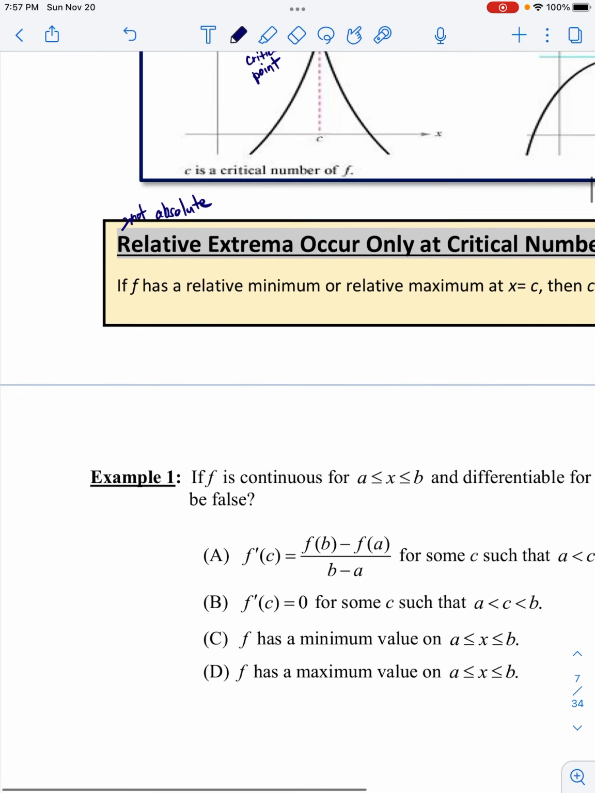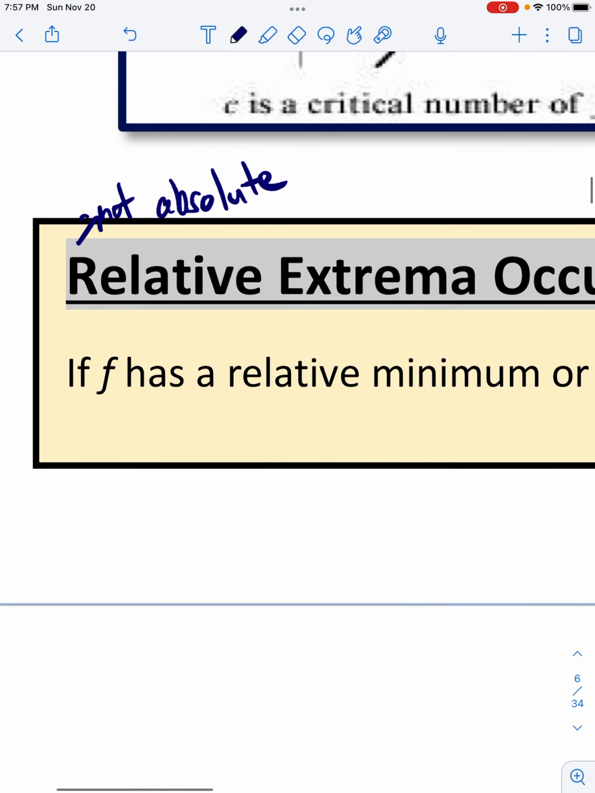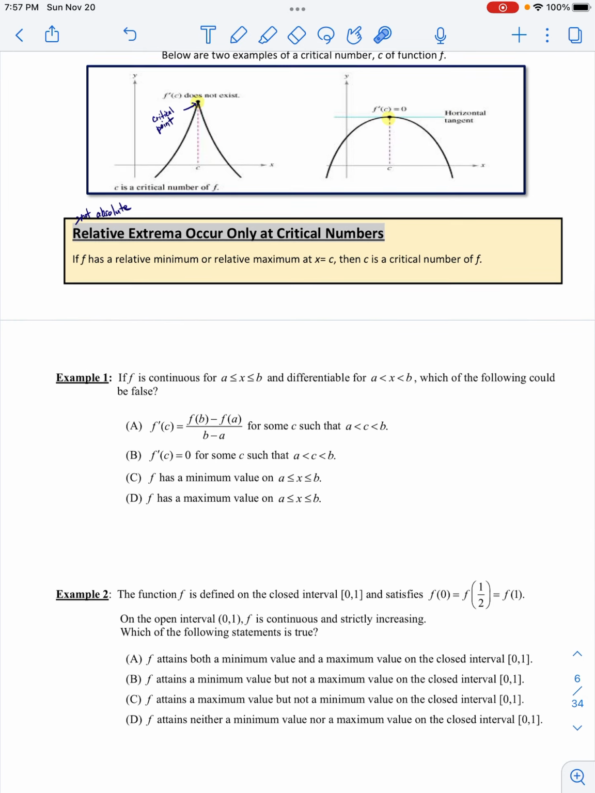Right, this is relative extrema. What's the difference? Okay, relative extrema means the point is either greater than or less than all the points that are really close to it. Absolute minimum, an absolute minimum is lower than all the points on the entire interval. An absolute maximum is higher than all the other points on the interval, okay? All right, hopefully some examples will help, okay?